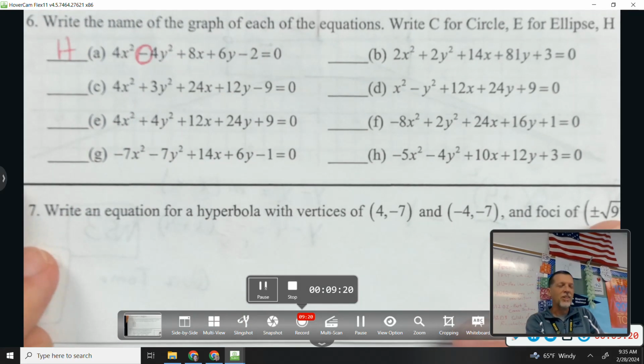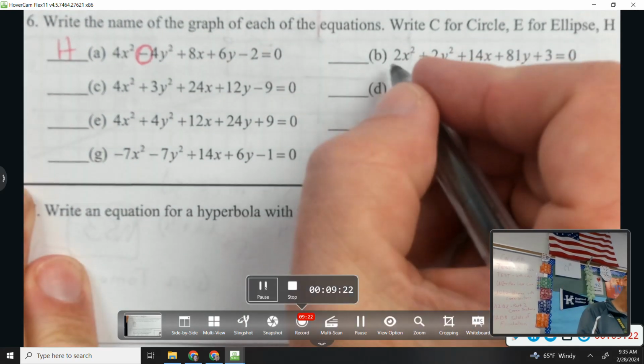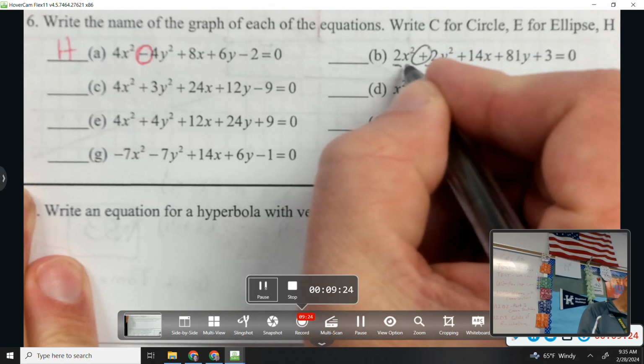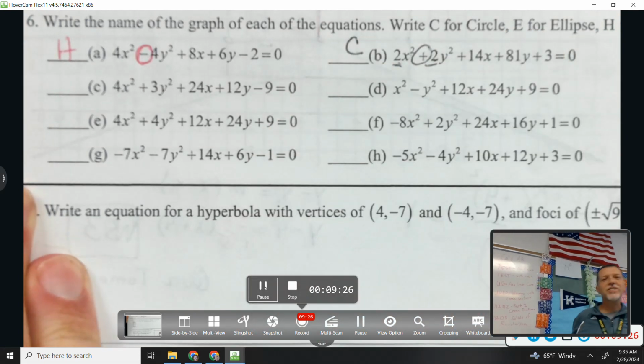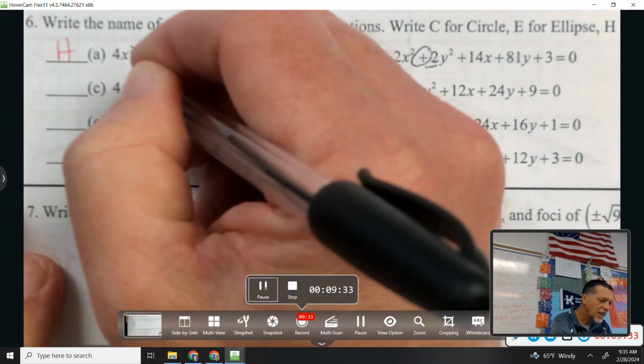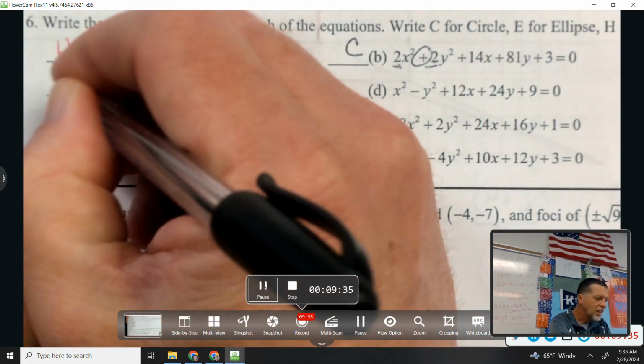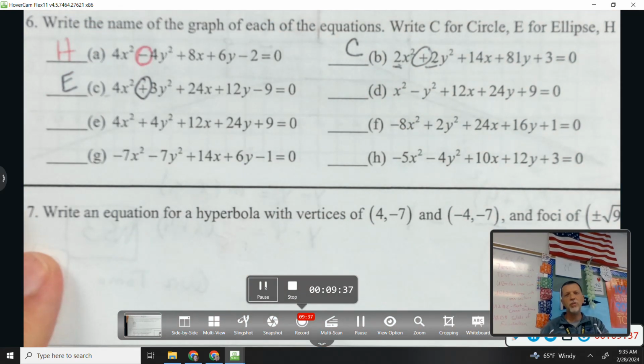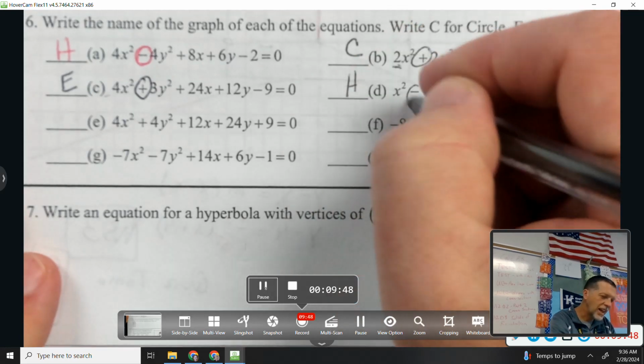You guys eager to answer circle? It's a circle. Because we got a plus sign and the coefficients are equal, so that's a circle. For C, we got a plus sign, but they're different, so it's going to be squished out one way or the other. Oh, D is what fooled you the first time. Hyperbola. Why a hyperbola? This is negative.